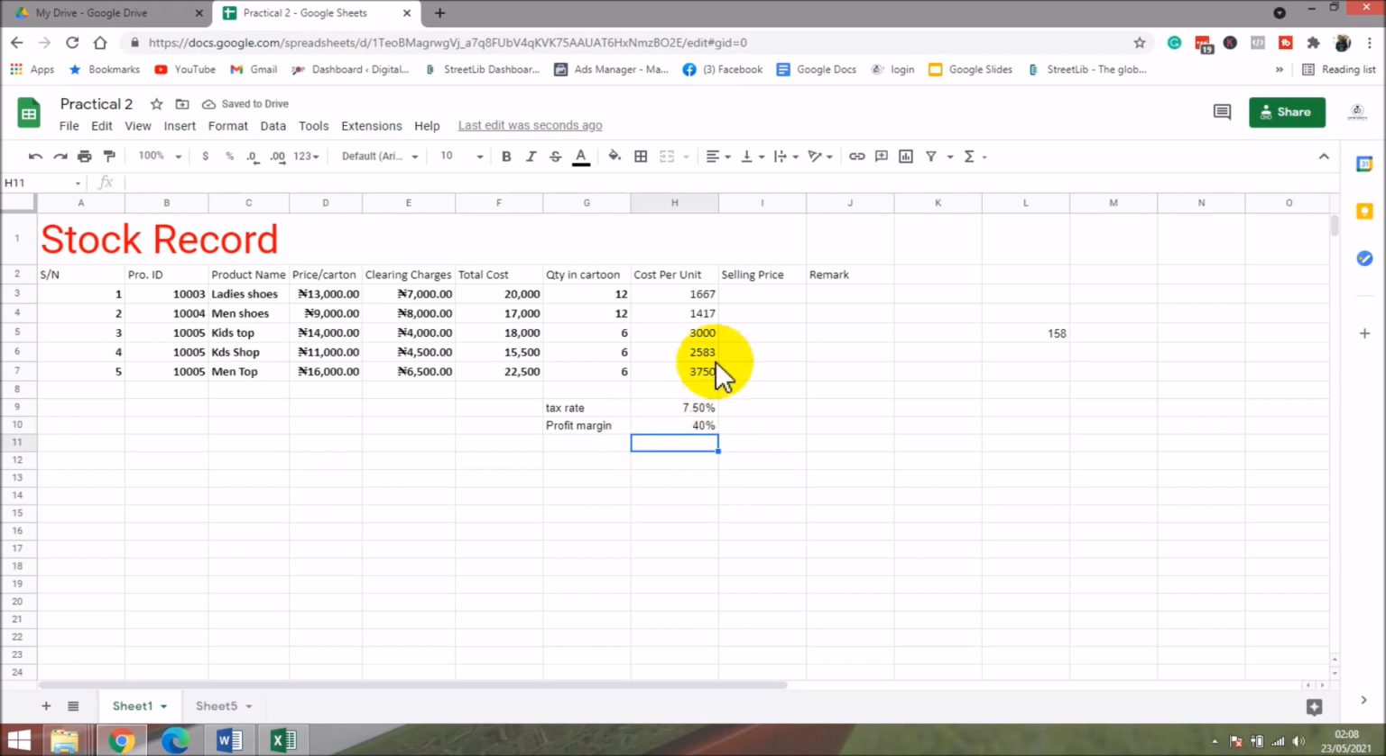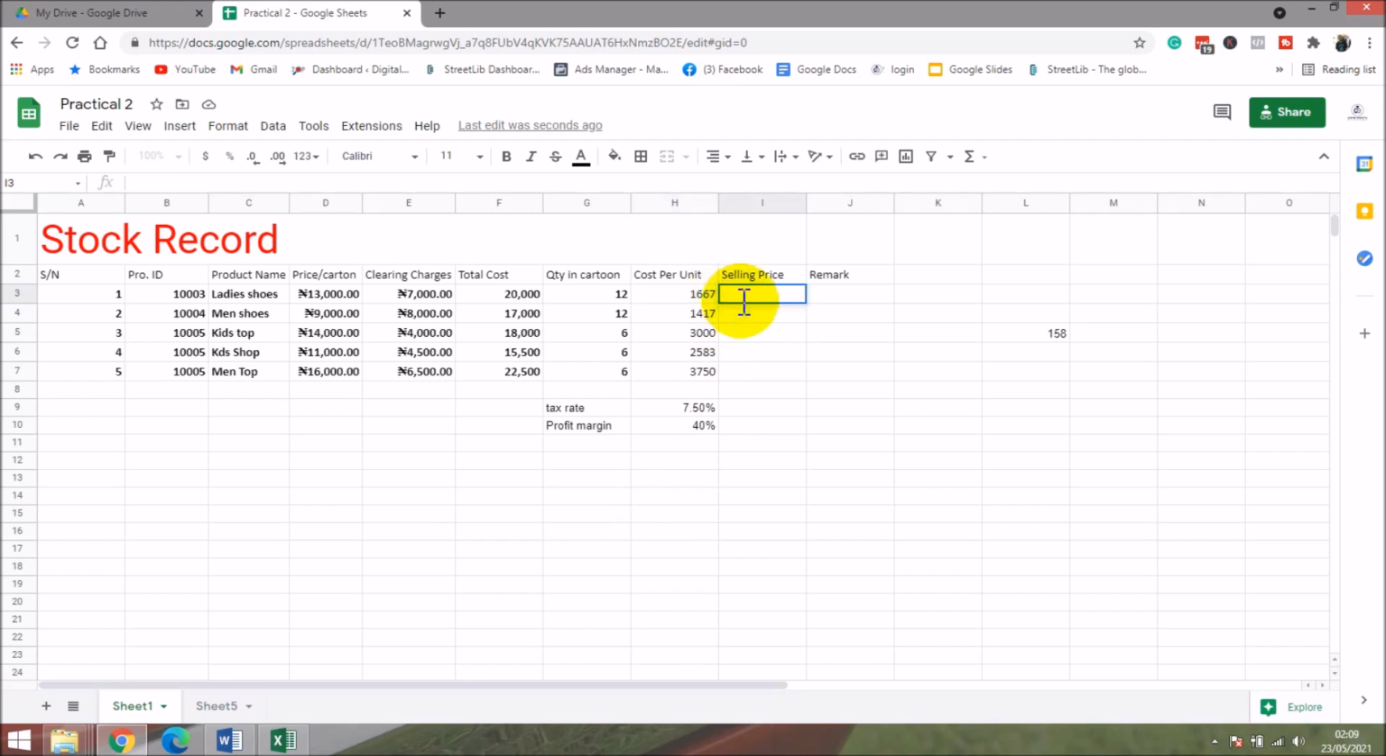So in this case now we can apply a complex formula to get this. How are we going to do that? We are going to first of all calculate 7% of our cost per unit. We also calculate 40% of cost per unit. Then we'll now add the cost per unit. So it is going to be 7% of cost per unit plus 40% of cost per unit plus our cost per unit. That will give us our selling price.